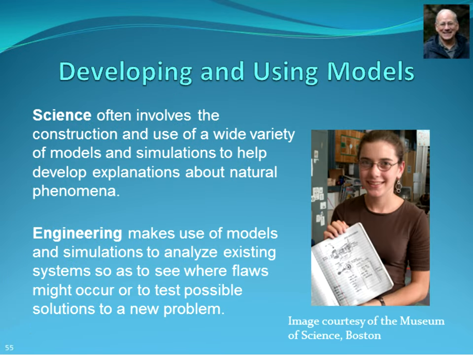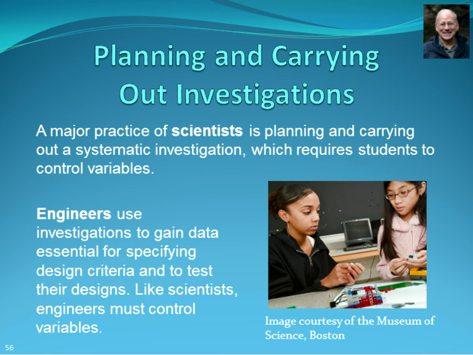The second one, developing and using models, is actually very similar in both. A model is a simplified representation of something, and you use the model to represent your understanding of it. And of course, every model has its limitations. It leaves certain things out, for example, but allows you to figure out various things. In science, you use it to answer your question. In engineering, you use it to help you solve the problem or create a design. But the processes are used in a very similar way.